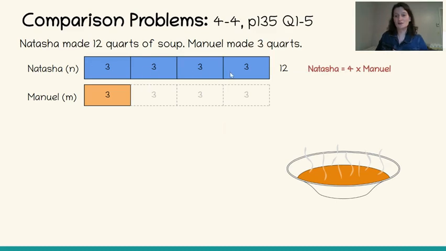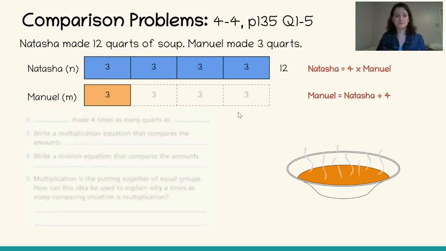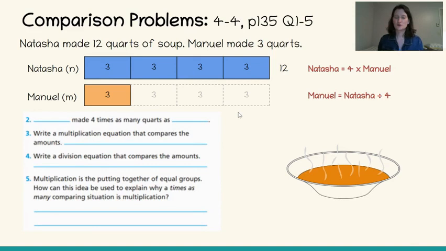So Natasha's soup is 4 groups of Manuel's amount. And Manuel's soup comparison bar is Natasha's amount divided by 4, divided into 4 groups. So once you've drawn your bars, let's go to question 2. Blank made 4 times as many quarts as blank. Who made 4 times as many quarts as someone else? Well, by looking straight at the comparison bars, we can see that Natasha made 4 times as many quarts as Manuel because she has 4 lots of 3. Manuel just has the 1 group of 3.